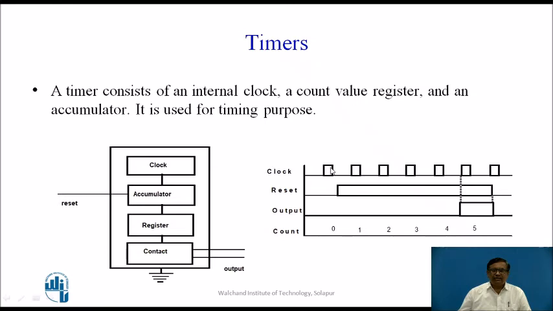On the right side it is explained using a timing diagram. Then there is a reset signal, and here we see the output signal. We can program this timer for counting, say, 5 pulses, and at the end of 5 pulses the contact becomes closed. If you look here, reset is applied, and after 5 pulses the output, that is the contact, is closed here. So this way we can use timers.